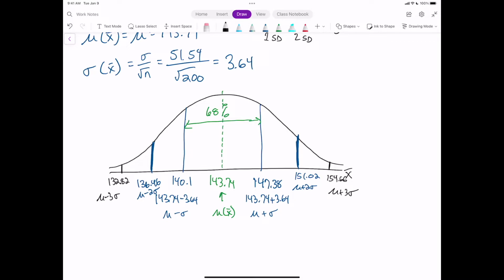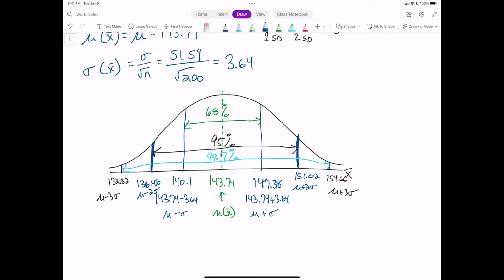Oh, and I forgot. Remember, if we're going out 2 standard deviations, that tells us 95% of the data. And then if we go out 3 standard deviations, that will give us 99.7. All right. So that is our normal model there, folks. Okay, moving on.